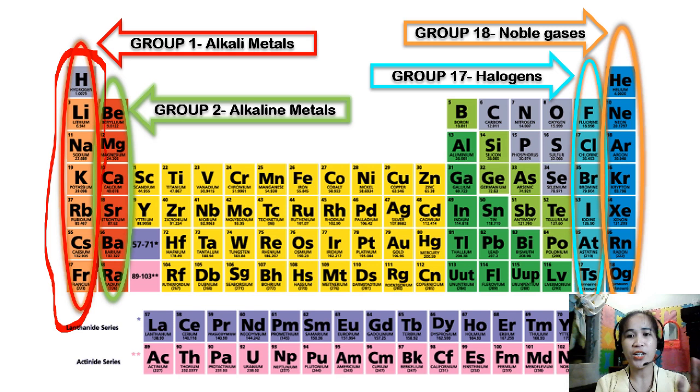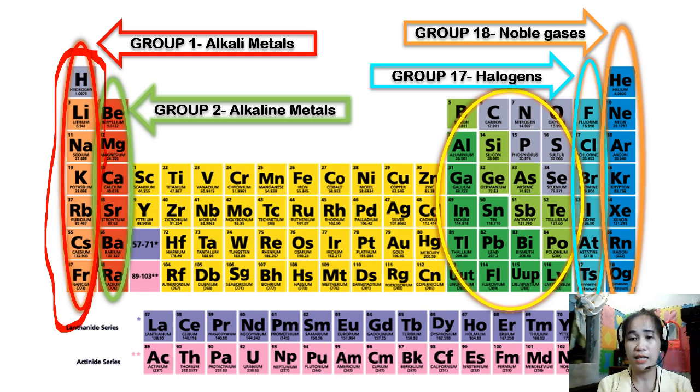Groups 13 to 16 are named based on the first element found in their family. For example, boron: this is the boron group, the carbon group, the nitrogen group, and this is the oxygen group. Group 16 is named the oxygen group. So from group 13 to 16, they are named based on the first element found in their families.